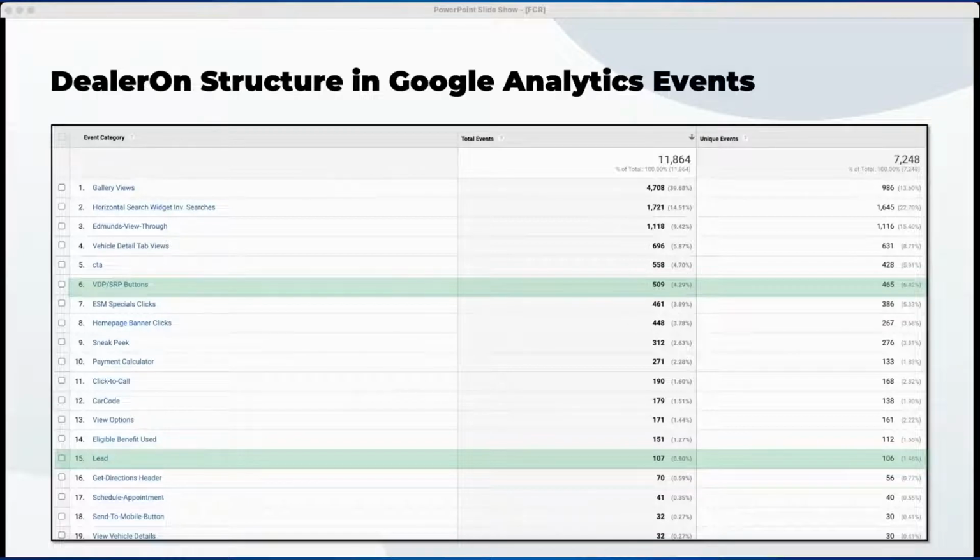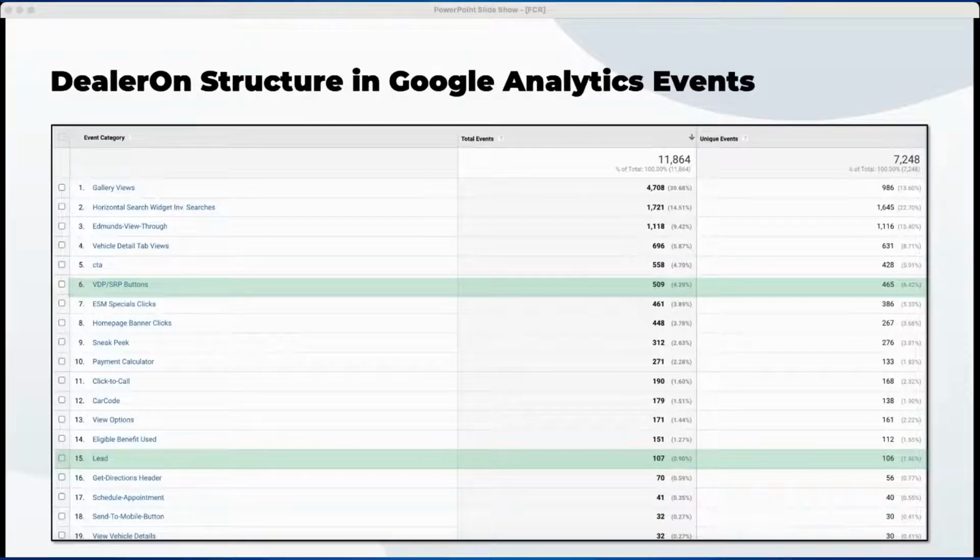In order to calculate the form completion rate on Dealer Inspire websites, you have to look at the event category called VDP SRP buttons, which I love because that's surely more clear than interface. And then how many leads were actually submitted? That is 107. Now you can already see from this data that there were 509 clicks on a VDP or SRP button, and there were 107 leads.